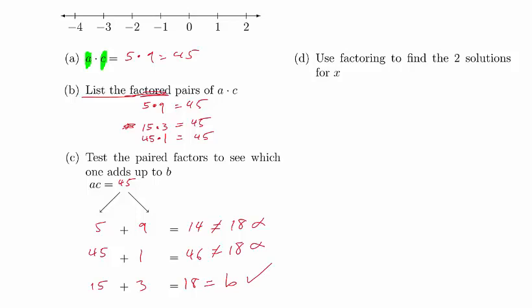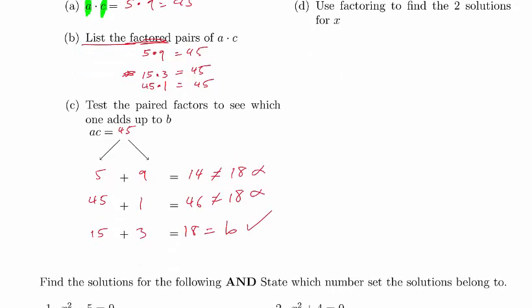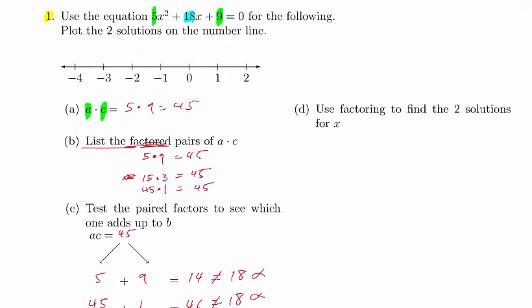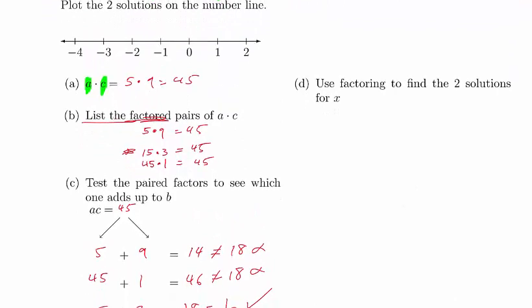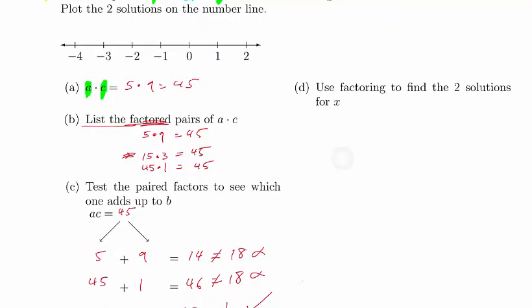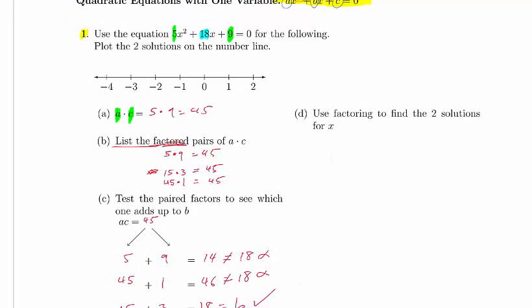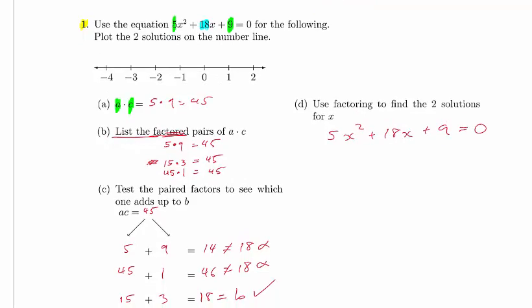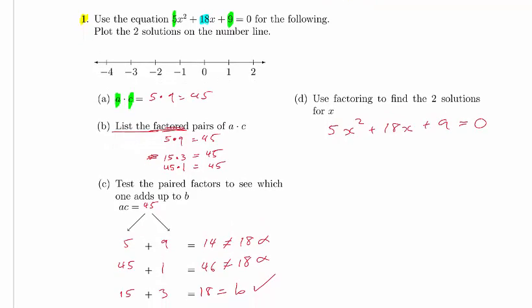That's what we want. All right, so we're going to go ahead and rewrite this whole thing. Let's restate the problem. We have 5x squared plus 18x plus 9 equals 0. Now what we're going to do is break that 18x up.